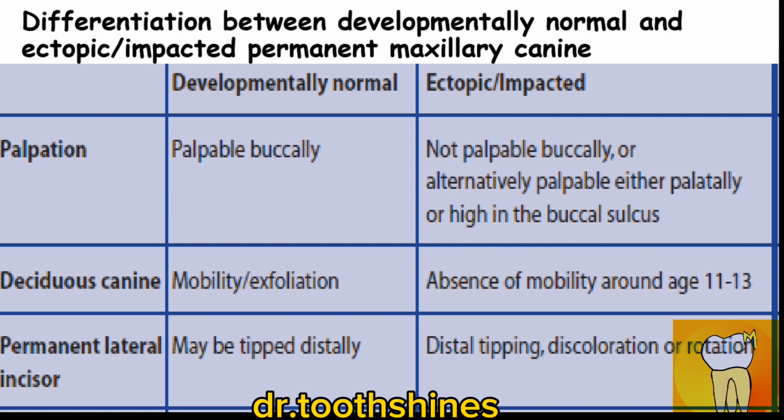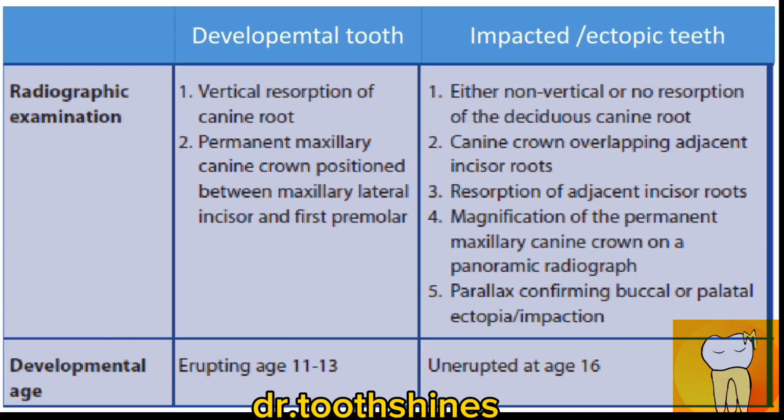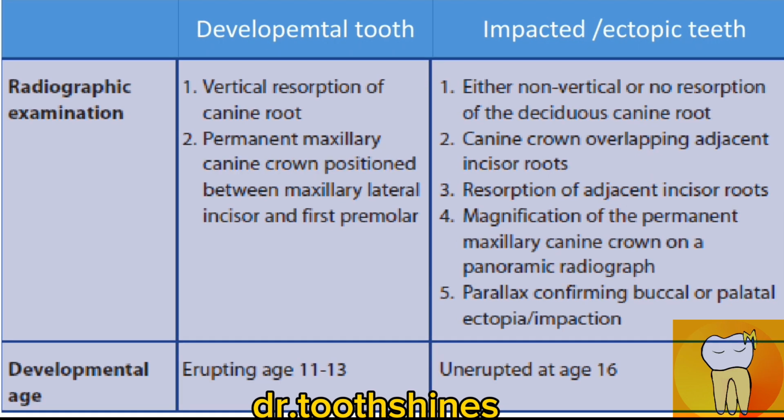The third point we will discuss is the permanent lateral incisor. In a developmentally normal canine, the lateral incisor may be tipped distally. But in ectopic and impacted canines, the lateral incisor is distally tipped, and there will be discoloration or rotation. This is also important for diagnosis and treatment planning of the teeth.